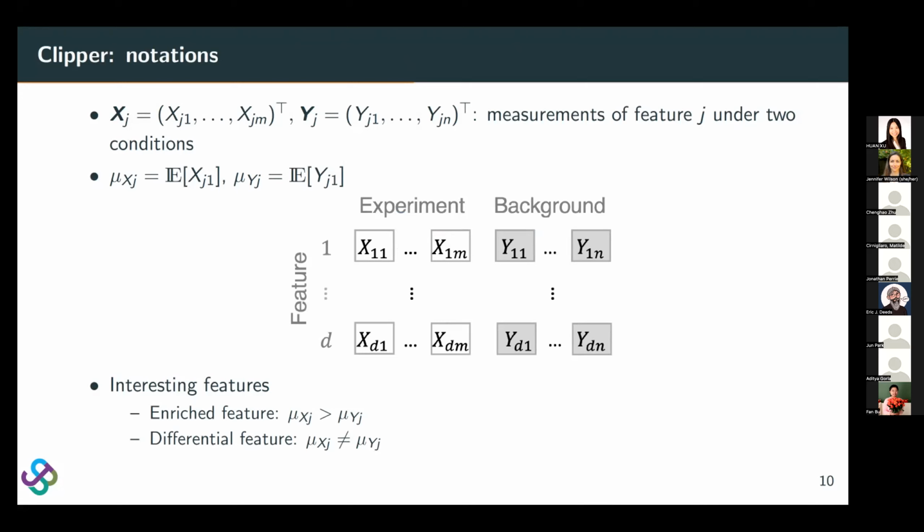Clipper aims to find the interesting features by comparing these two conditions. Here, interesting means enriched or differential. Enriched features are those features which have higher measurements in the experimental condition compared to the background condition, and differential features are those features which have different measurements between the two conditions.